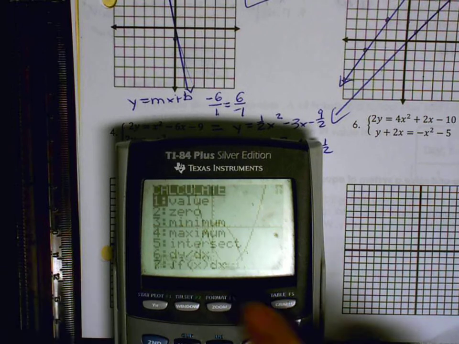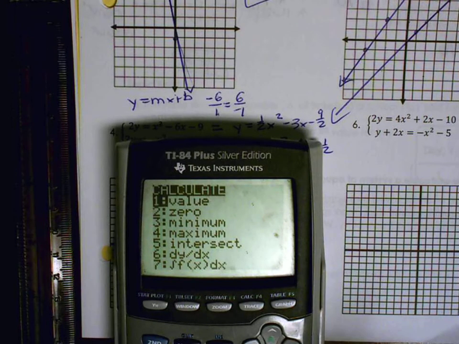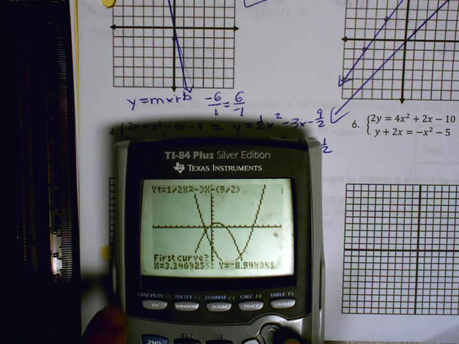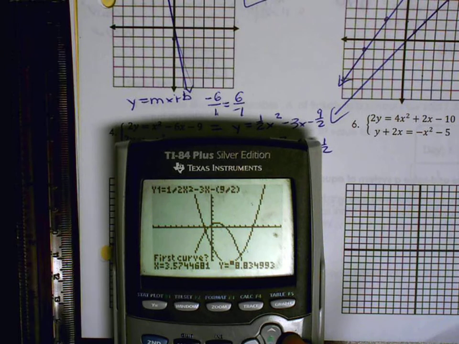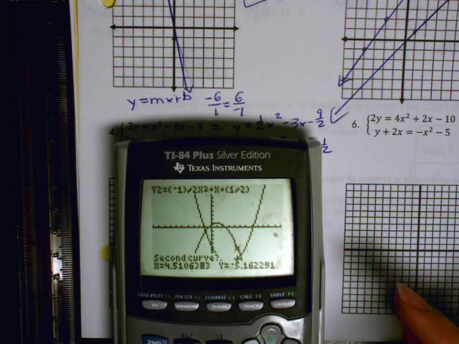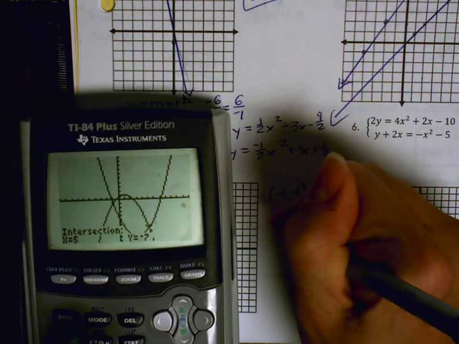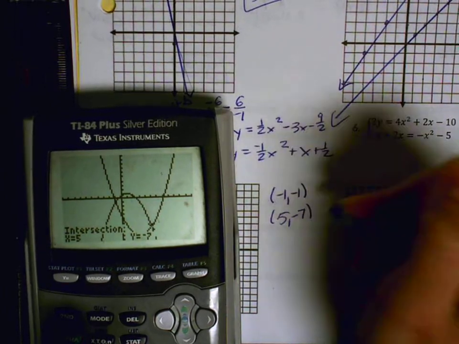Let's go to the second curve now. So second calc, or the second intersection, 5. We need to move toward this one or else you're going to get the same answer again. So you've got to move to the intersections when there's more than one, or it's just going to keep giving you the same. So I'm going to move close here, hit enter for first curve, enter for second curve, enter for guess, and my intersection is 5, negative 7 on this one.